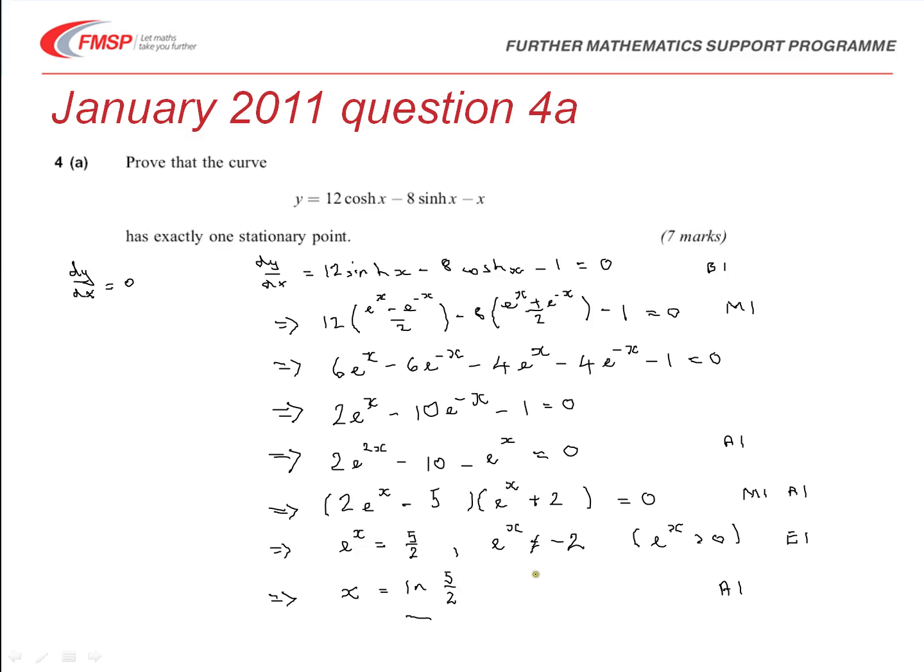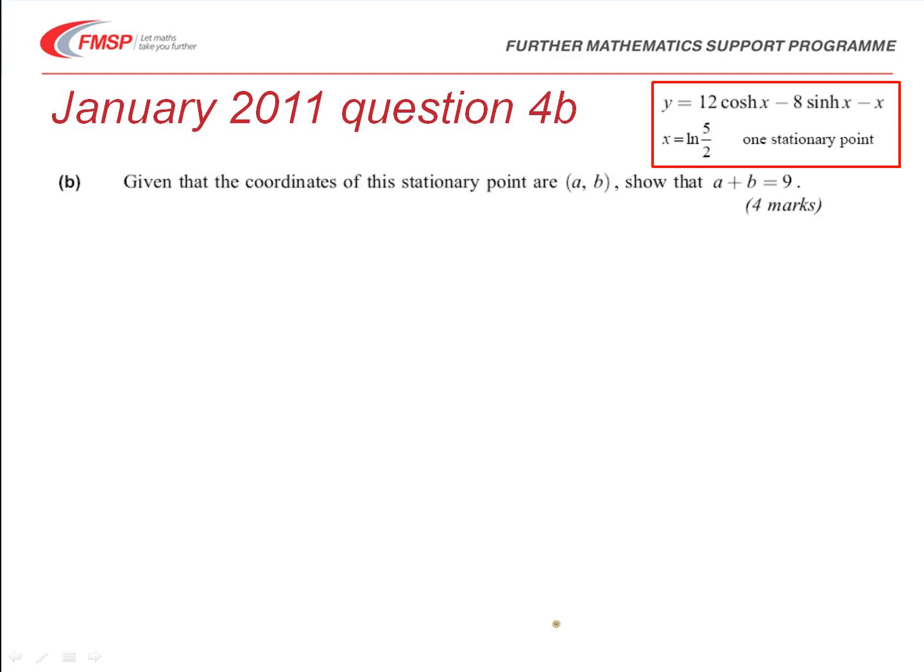Okay, and I suppose really we should have said here, after we got x equals ln 5 over 2, this is the x coordinate of the single stationary point, just to make that complete. Okay, so the next part is then we've got to find a relationship between the x value and the y value at the stationary point, and they are suggesting that the x value is a and the y value is b. So we have already obtained then the value of a.